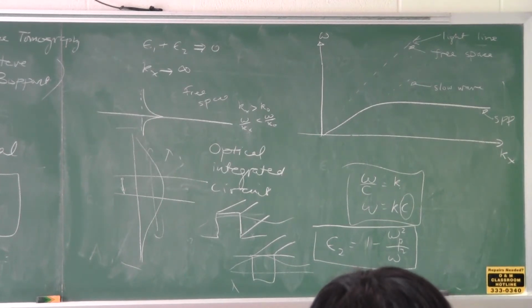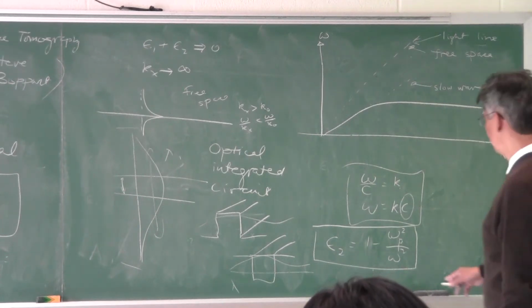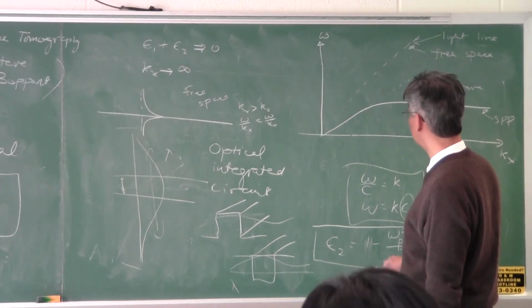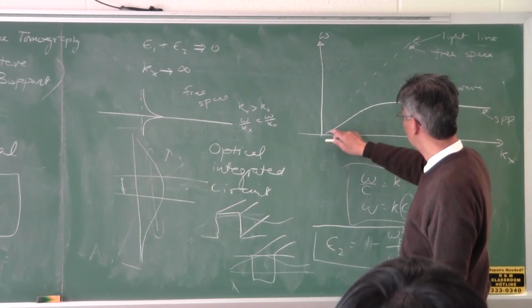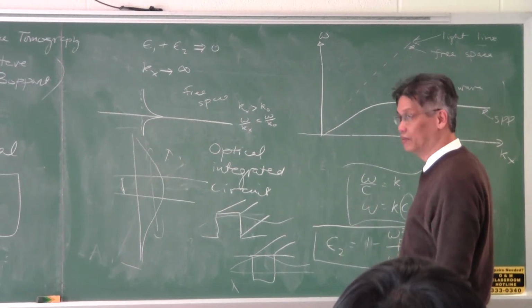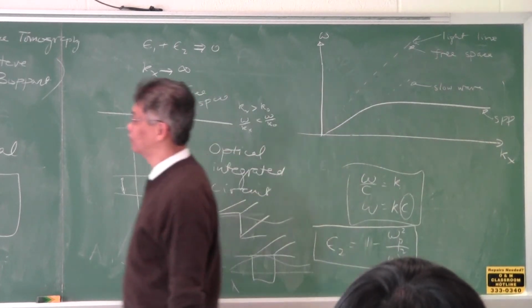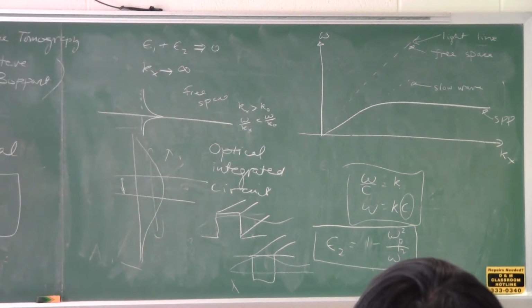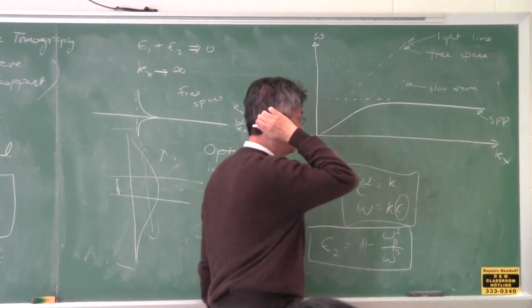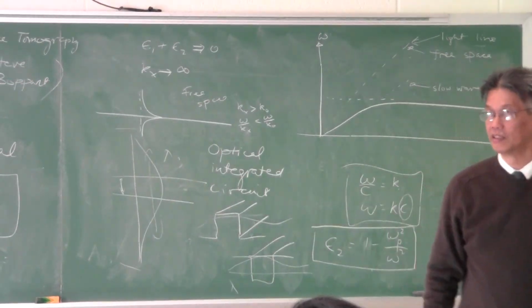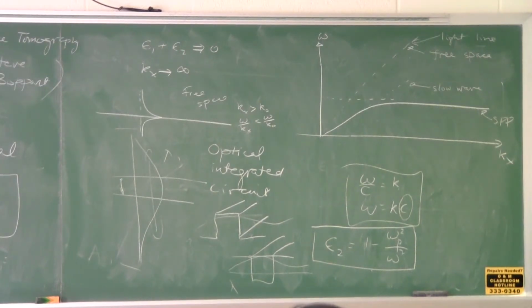And as you change frequency, it's negative when the frequency is low. But as you raise the frequency, its value is going to change. It will hit a certain frequency where these two are almost equal to each other. And when you hit that frequency, then Kx becomes infinity. And you can actually solve for the frequency using this simple cold plasma model, very easily.